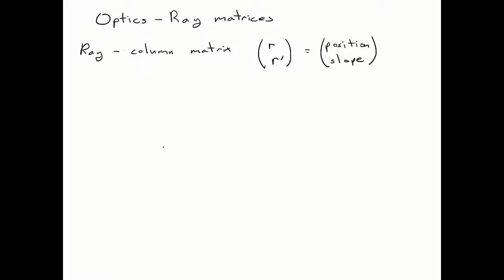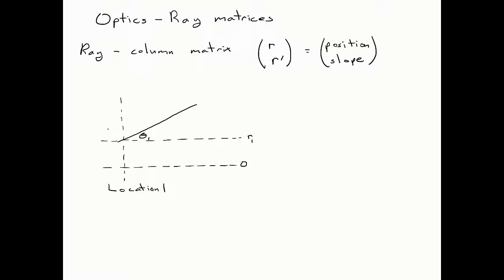So let's draw a picture. So here's our ray. Let's say our 0 position is down here. So say our ray starts over here. We'll call this location 1 or plane 1. And so the height of the ray at this point, we're just going to call R1. It has some angle right here that's related to the slope, R1 prime.